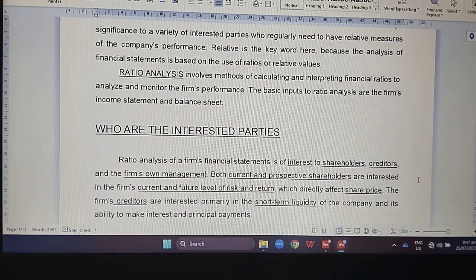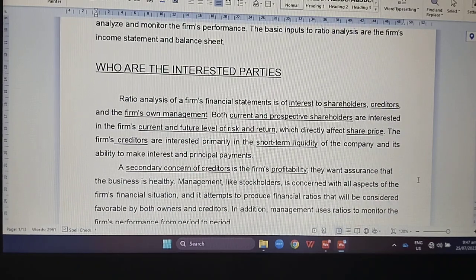So, sino-sino yung mga interested parties? Nabanggit ko to kanina. So, ratio analysis of a firm's financial statement is of interest to shareholders, number 1. Creditors, number 2. And number 3, the firm's own management. Okay? Both current and prospective shareholders are interested in the firm's current and future level of risk and returns.